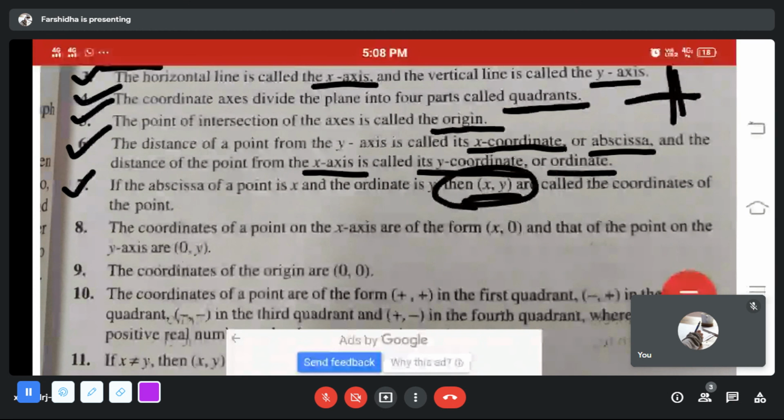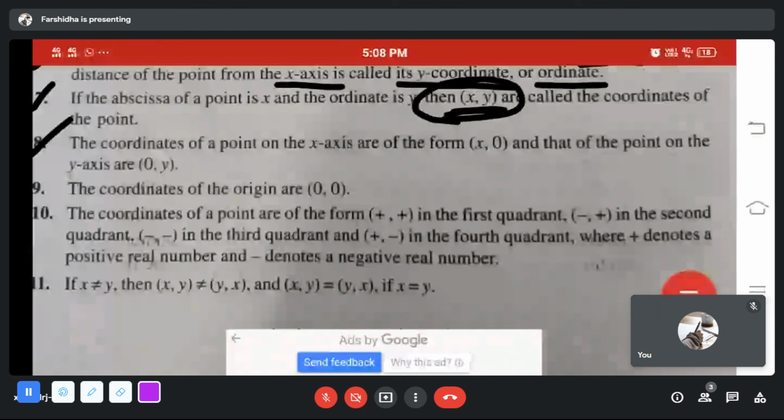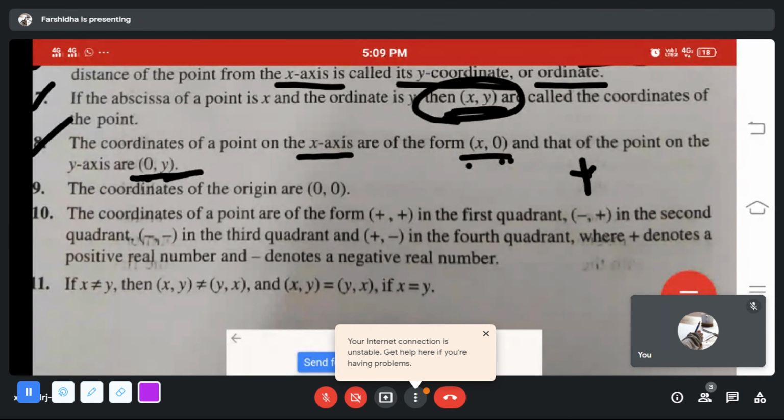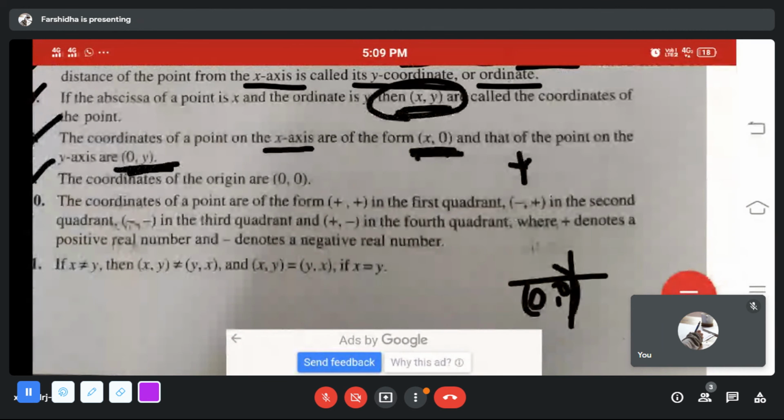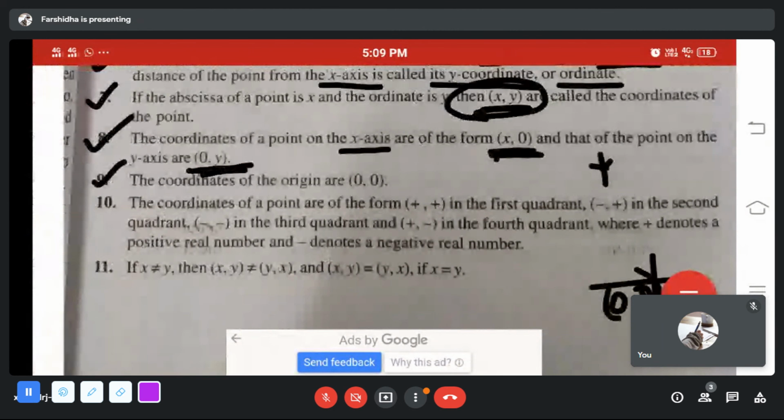Eighth one. The coordinates of the point on the x-axis are of the form (x, 0) because there is nothing on the y-axis. So I'll write (x, 0). This is the form. And that of the point on the y-axis is what? (0, y). On the y-axis, you won't have any value for x, so the x term has 0 and y. So these are the two forms. Now, ninth one. The coordinates of the origin, that we know, the origin has coordinates (0, 0), because there is nothing on the x-axis or y-axis. So the coordinates of the origin are (0, 0).